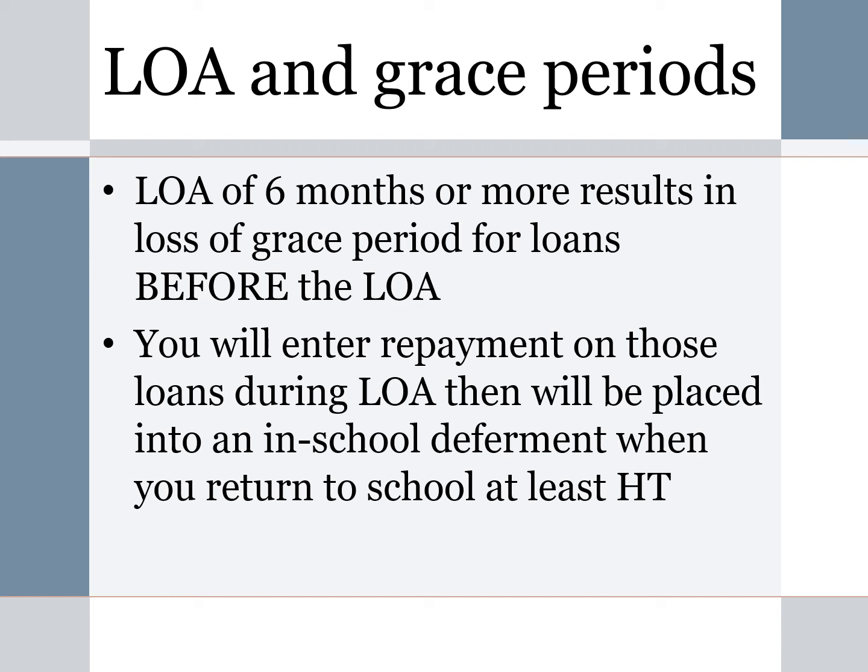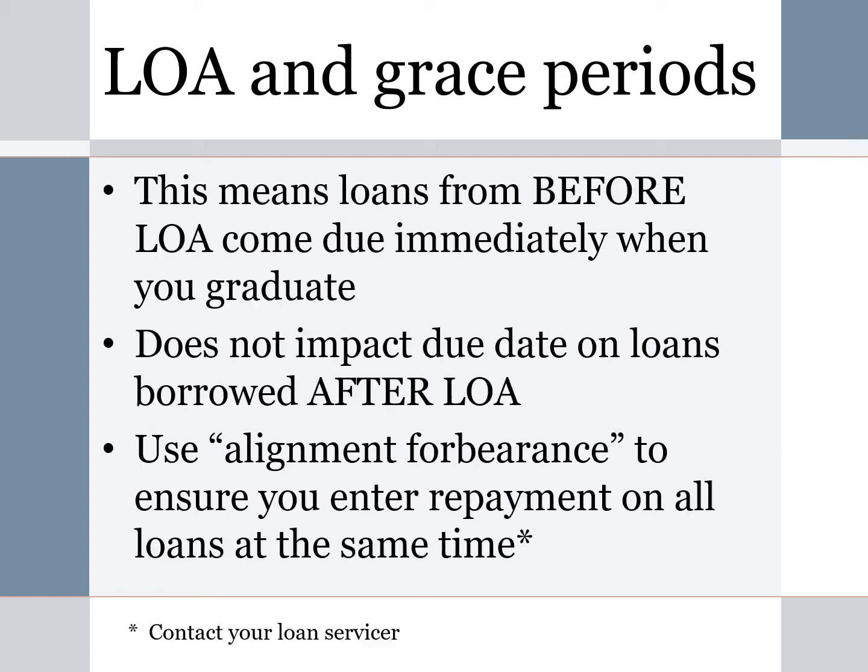So once again, during the leave of absence period, you used up your 6-month grace period as long as it was at least 6 months long. You entered repayment on those loans. When you went back to Penn, when you re-enrolled, you went back into an in-school deferment on those loans. But what that means is the loans you took out before the leave of absence, those are going to come due immediately when you graduate because you've already used the grace period on those loans, but that does not impact the due date on any loans you took out after the leave of absence.